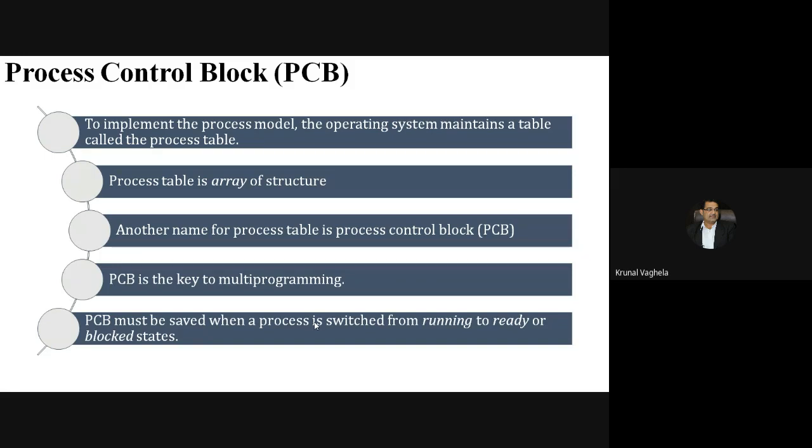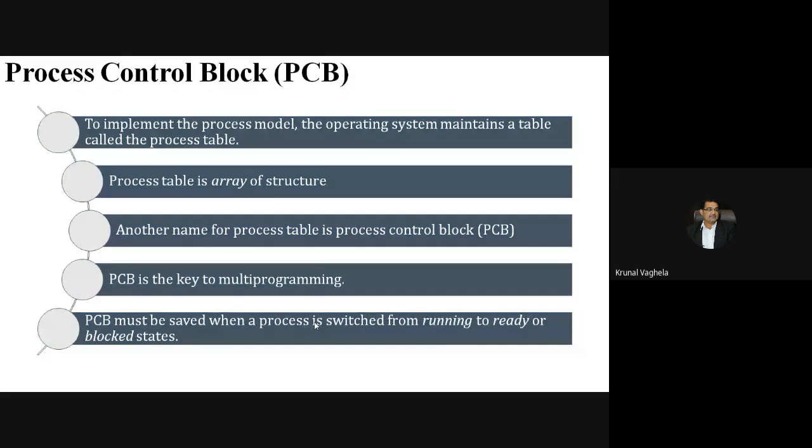So the process table is an array of structures. Now I will not explain what is an array and what is a structure because you have already seen, but the process table is an array of structures. Another name of the process table is process control block. PCB is key to multi-programming. Why? That we will understand in a subsequent slide. When the operating system wants to implement multi-programming, it should maintain the PCB very well.